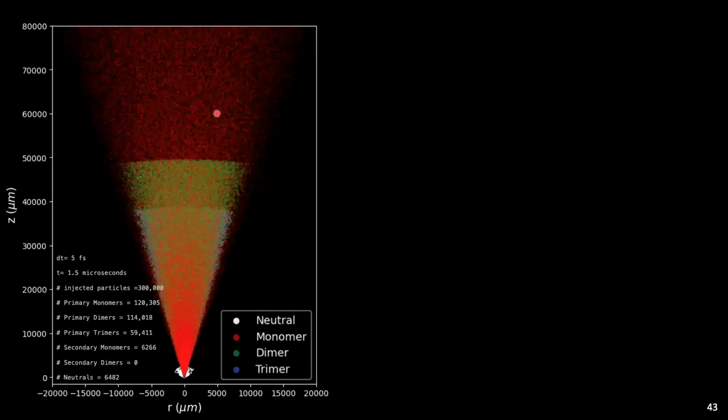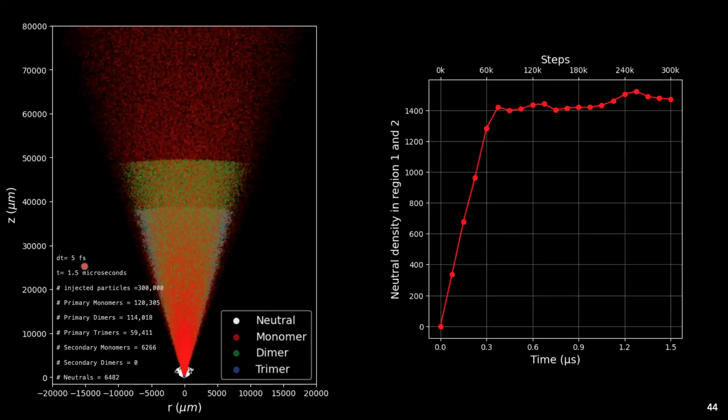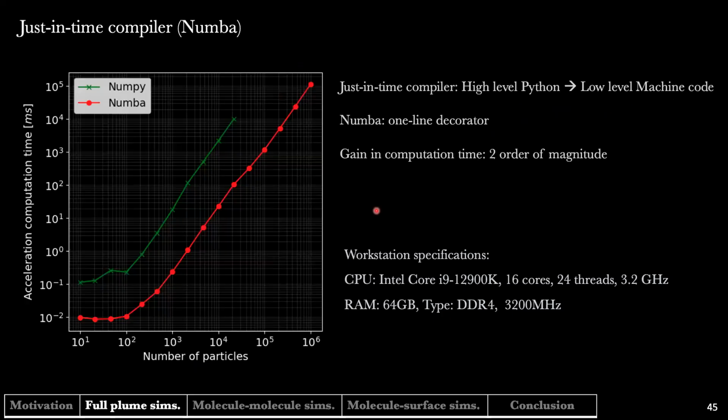And then we get this result here after emitting 300,000 particles with a time step of 5 femtoseconds. And the criterion of convergence that we used is the number of neutrals in region 1 and 2. And we see that there is sort of convergence when we reach about 70 or 80,000 time steps. And then we try to increase the performance of the code by using a just-in-time compiler called Numba that we use with NumPy. And the role of the just-in-time compiler is to translate the high-level Python into a low-level machine code that is much faster. And as we can see, we gain about 2 orders of magnitude in terms of the computation time of the acceleration.